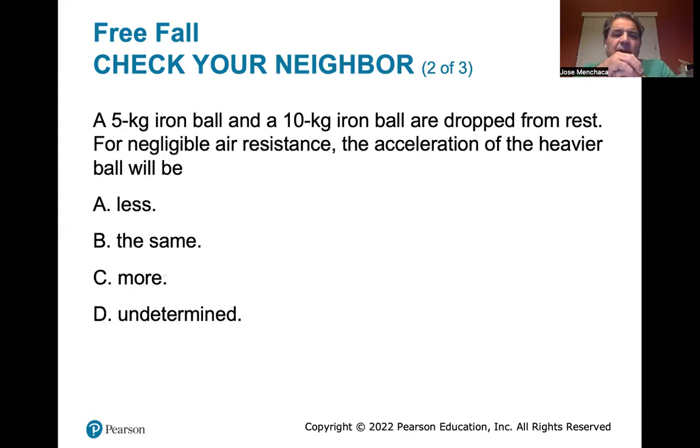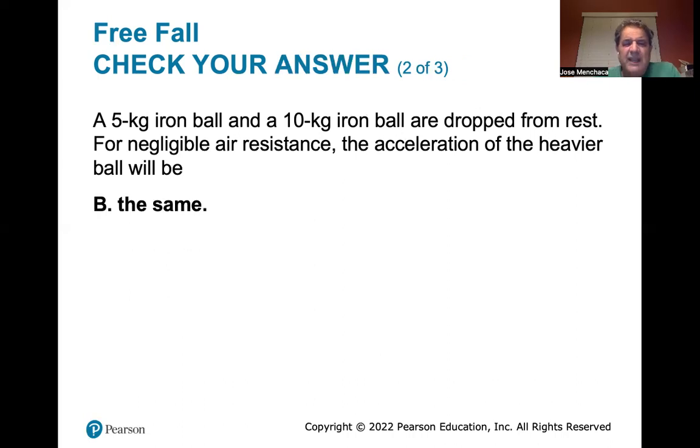Okay, a 5 kilogram iron ball and a 10 kilogram iron ball are dropped from rest. For negligible air resistance, the acceleration of the heavy ball will be less, the same, more, or undetermined. And it's going to be the same. That was Galileo's. It's probably an apocryphal story. It didn't really happen, but it makes a nice demonstration. Supposedly Galileo dropped two different masses of cannonballs from the Tower of Pisa, and lo and behold, they reached the bottom at the same time. So it'll be the same.